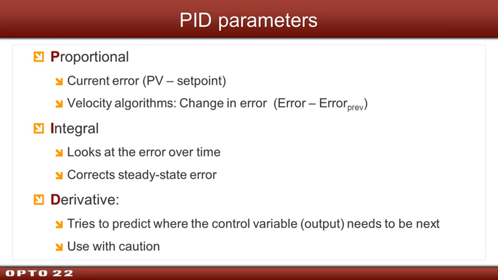Our integral is going to be looking at the error over time. We'll break all of these down a little more, but essentially the real key of the integral is it corrects any steady state error that results from the proportional. The derivative tries to predict where the control variable needs to be in the next scan rate. So it tries to anticipate whether you need to be increasing the speed of the PID or decreasing the speed. We've put in there use with caution. We'll leave that at that, because we'll talk more about the derivative and why you need to be a little more careful with it as we get to it.